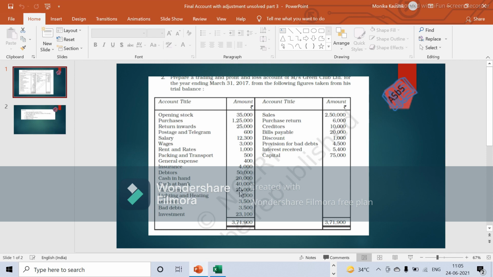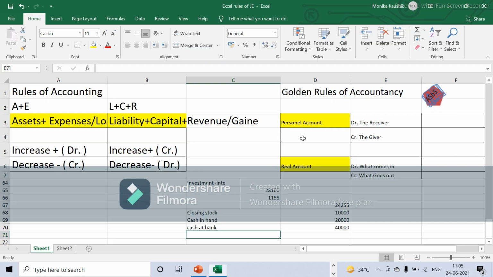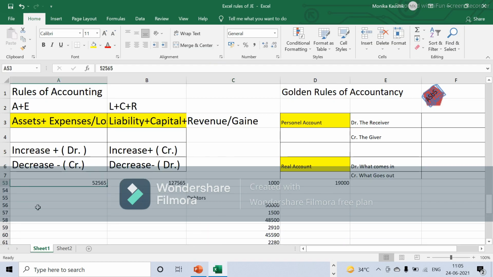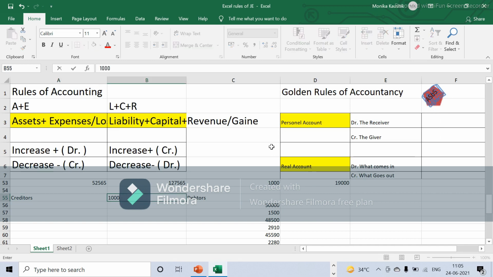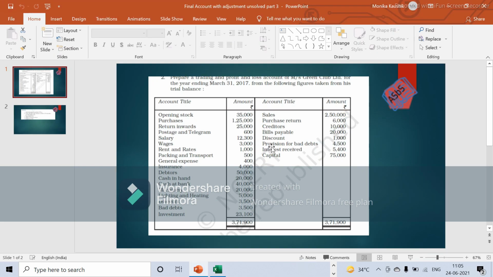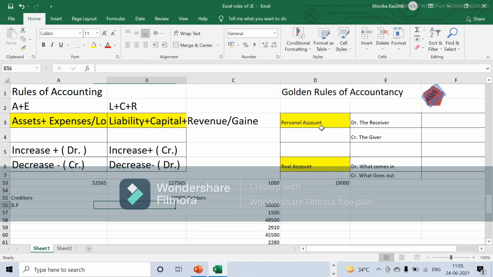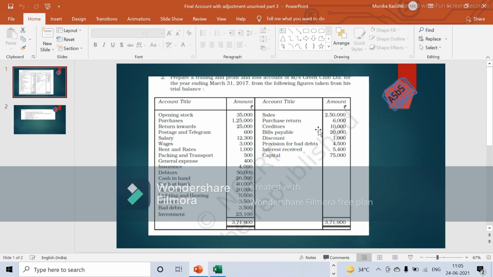Machinery I have already covered, deducting the depreciation. Lighting, discount, bad debts, investment already covered, adding the interest. Sales, purchase, creditors are the liabilities. So now I am going to write down creditors here. Creditors is a short-term liability or current liability, 10,000 rupees. Bills payable is also a current liability. BP I am writing here, 20,000. Discount already covered, provision for doubtful debts, interest, capital.